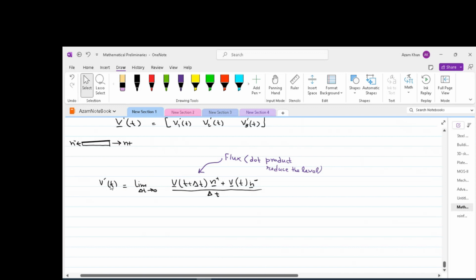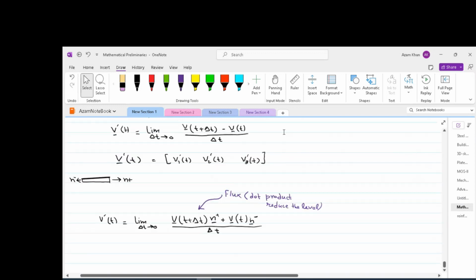This vector can again be multiplied with another unit vector which was in the v dash t direction, and we can get it again in the form of components. These two vectors, when multiplied, are called flux.